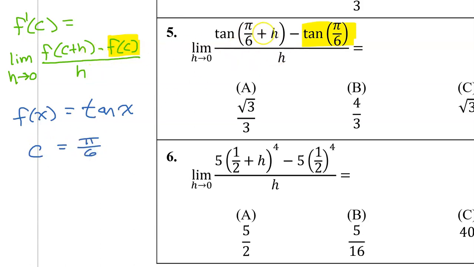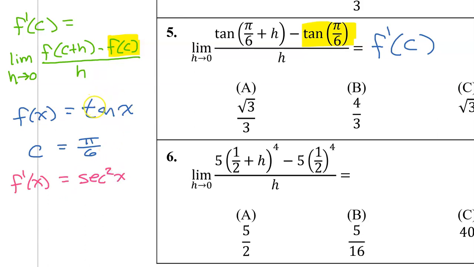And if you look at the rest of it, with the pi over 6 plus h, that would be the c plus h, everything matches f prime at c, the definition of this derivative. So in other words, this entire expression is just another way of writing f prime at c. Therefore, to evaluate this limit, the easiest thing to do is to evaluate f prime at c, where this is f and this is c. So what is f prime?